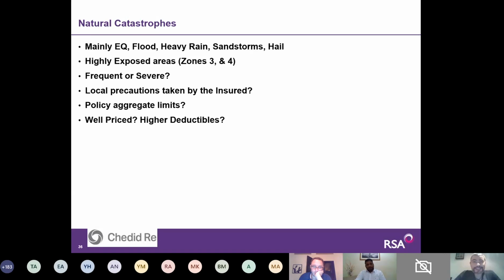Now we finalize the risk management. We will go to the next one. Next one is natural catastrophes. How do we measure the natural catastrophes?